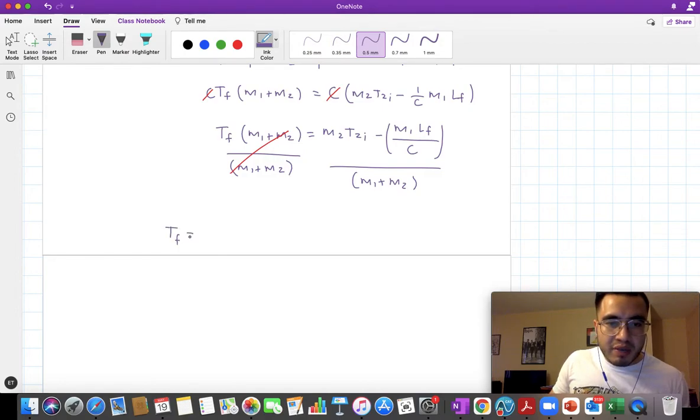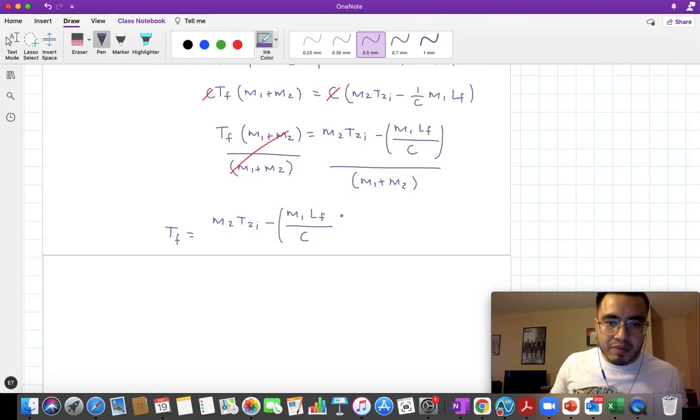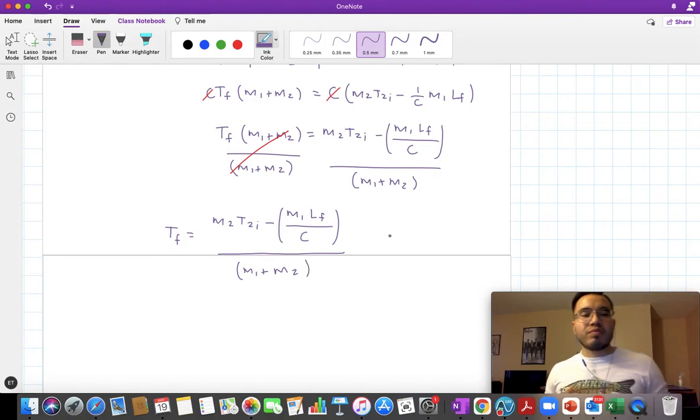This is going to be challenging for the parentheses and brackets. So let's see. Mass 2 temperature 2 initial minus, I'm going to do the parentheses after this, mass 1 times latent heat of fusion divided by specific heat, all divided by mass 1 plus mass 2.